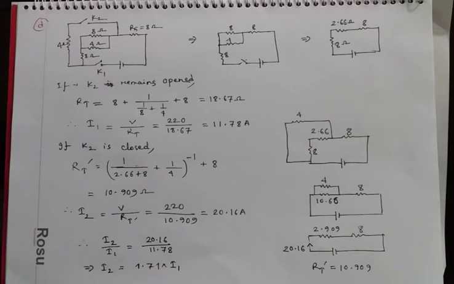and that will be according to Ohm's law. I1 equals V divided by RT, and we will get the value over here, 11.78 amps. But in our question, it was mentioned that we have to calculate the current across R5. As we can see from here, R5 means 8 ohm.